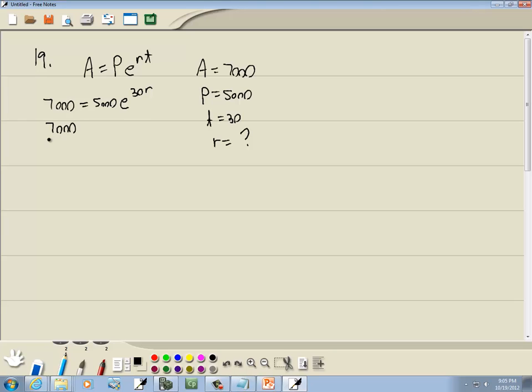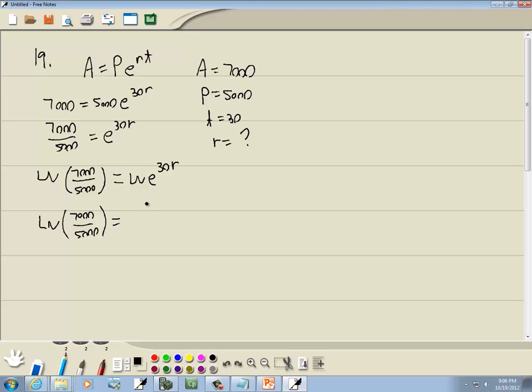Well, divide both sides by 5,000. Take natural log of both sides. Hopefully this is becoming second nature now. So then we got natural log of 7,000 over 5,000. Natural log of e cancels away, and we got 30r. And then we'll divide both sides by 30. I know word problems aren't the most exciting thing. And so then we get r is equal to that.